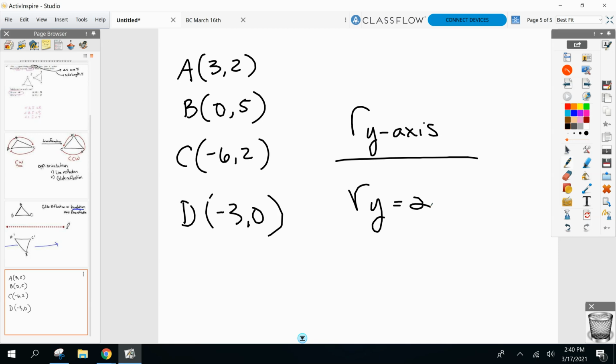Let's see, what else? Somebody already asked about orientation. That'll be on there. Compositions, remember, are done right to left. I will ask you to do a composition on this test, so make sure you do the right one first, followed by going to the left. We talked about the distance formula already. We talked about finding the line of reflection.